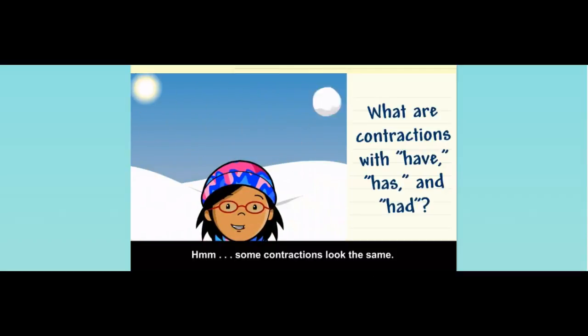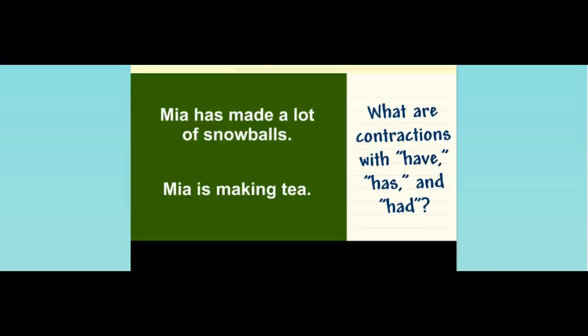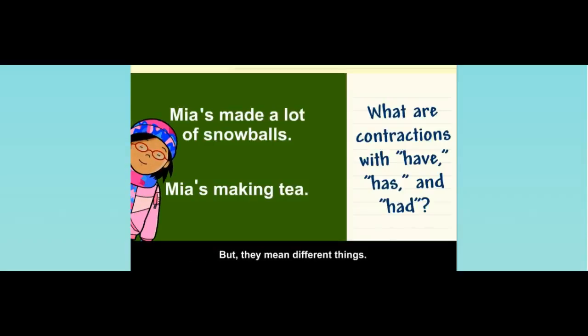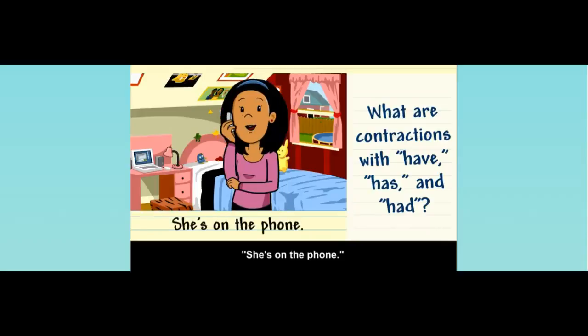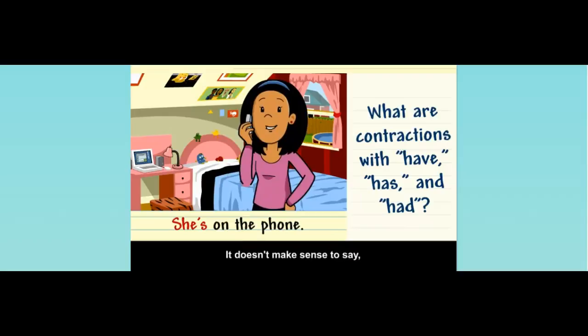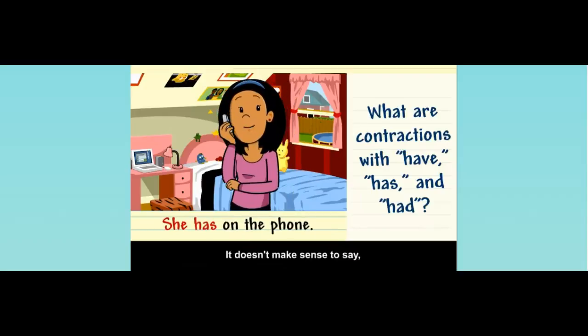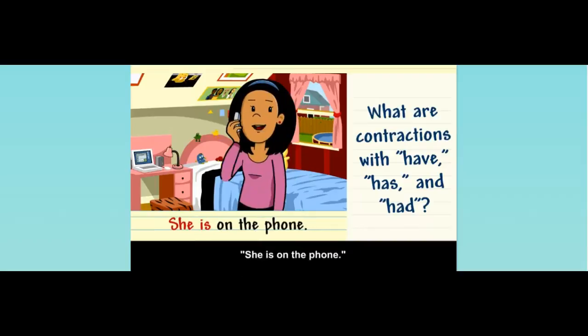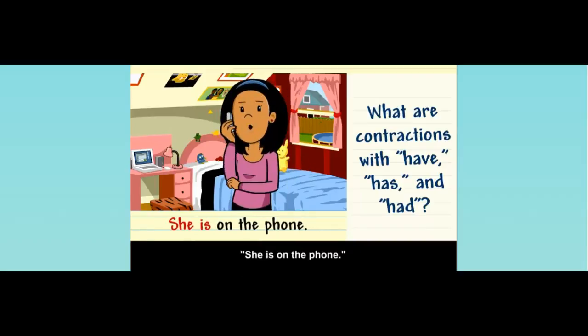Some contractions look the same. Well, the contractions in these two sentences look similar, but they mean different things. She's on the phone. When you read a contraction, try breaking it apart. It doesn't make sense to say, she has on the phone. She is on the phone.